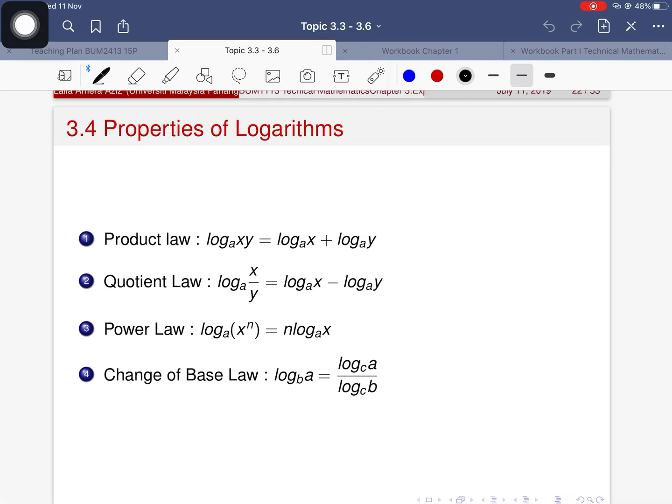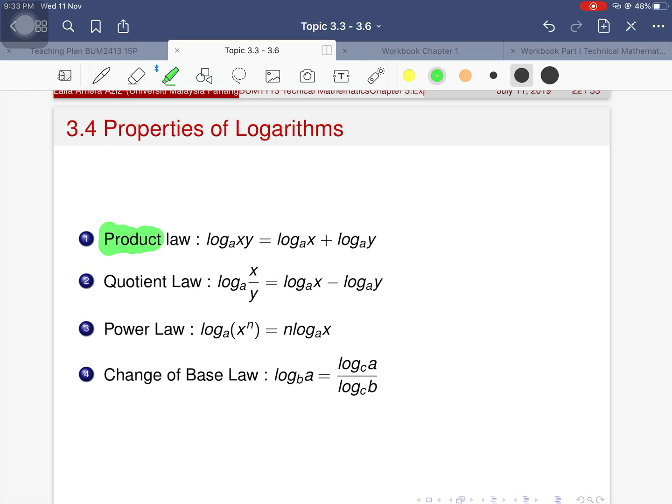Alright, so in this video, I'm going to talk about properties of logarithm. There are a couple of properties that are going to be very important, something that we're going to use when we come across logarithm problems. So the first one is going to be the product law.